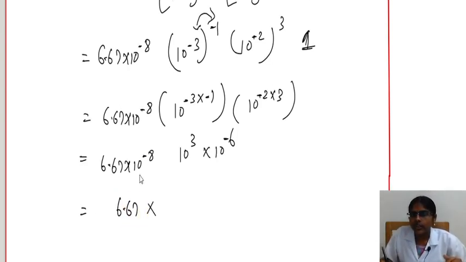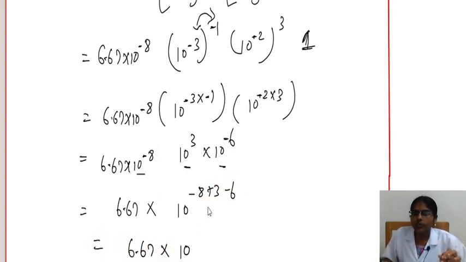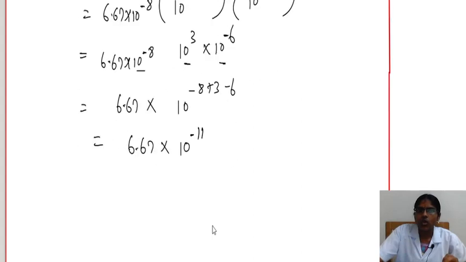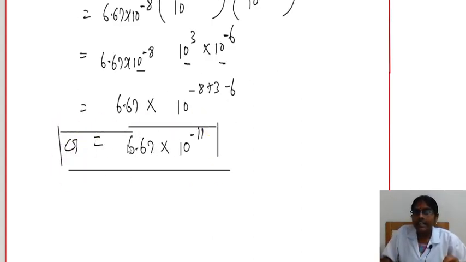6.67 into, you can see the 10 to the powers, for all of them the base is the same. So now what can we do, we are just going to add it. Minus 8 plus 3 minus 6. So what is the final value? 6.67 into 10 power minus 8 plus 3, it becomes minus 5. Minus 5 and minus 6, it becomes minus 11. So this is the value of gravitational constant in SI unit.